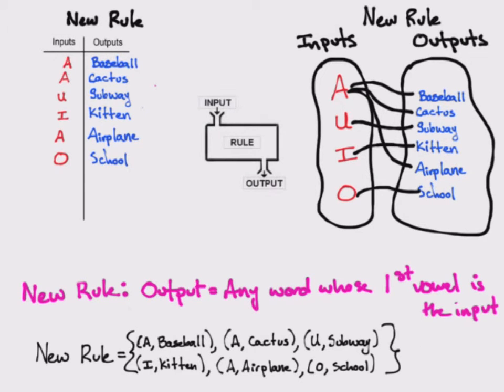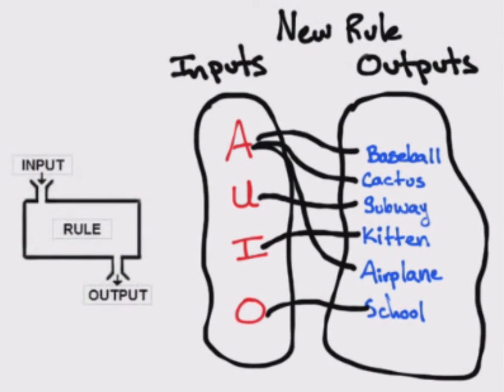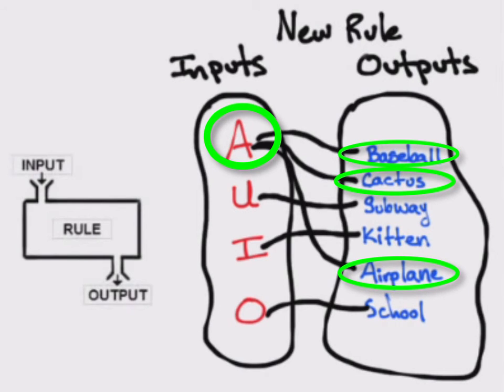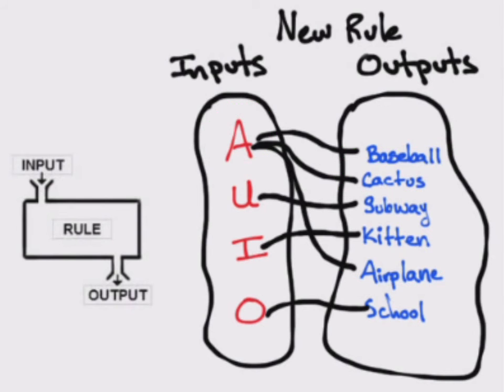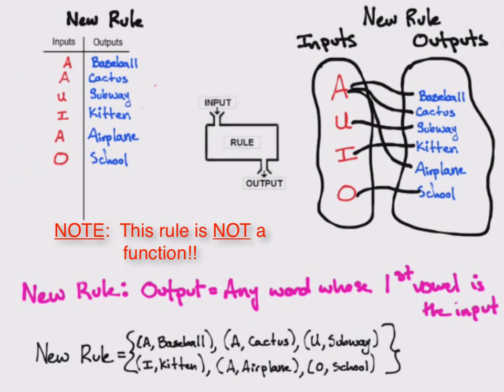Okay, so here are the 3 representations for this new rule. So the big question: is this rule a function? Is it the case that every input has exactly one output? The answer to that question is no, and maybe it's the most obvious to see in our mapping diagram. It's clear here that the single input A has three outputs: baseball, cactus, airplane. In fact, if we think of all the words that have A as its first vowel, there are going to be tons and tons of outputs for that single input. So this rule is not a function.